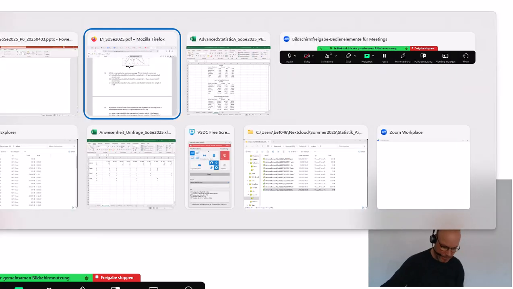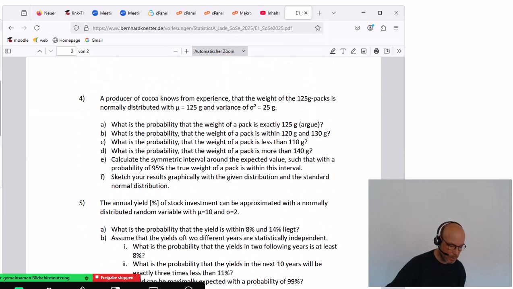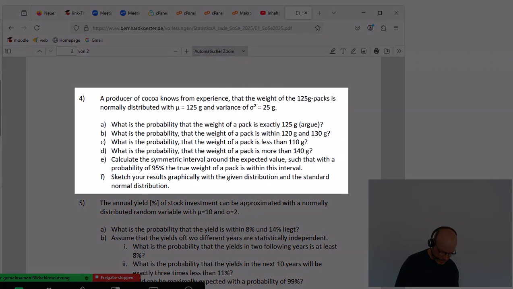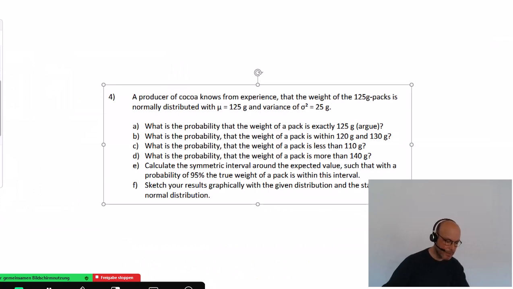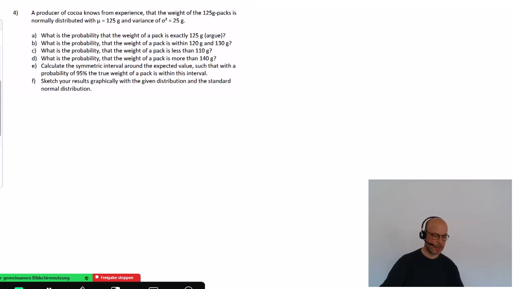Okay, then again, what else we want to do? Number 4, again, normal distribution. So this is then now more or less the same which we have done a minute ago with the example in the lecture. Now just with other mean values and other variances.